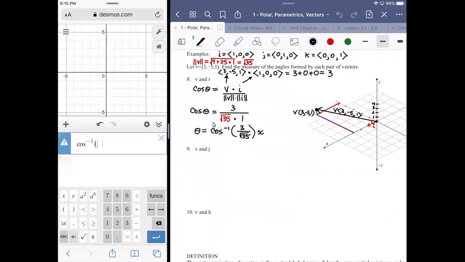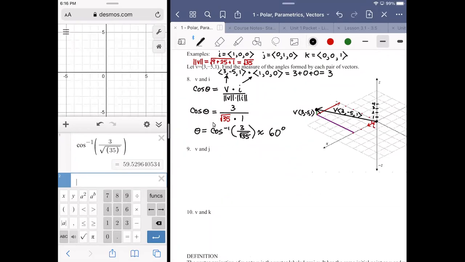So inverse cosine, 3 divided by the square root of 35. Pretty relatable angle. About 60 degrees. We could call it 60 degrees. You know, 59.5, if we rounded it appropriately, would give us about 60 degrees.